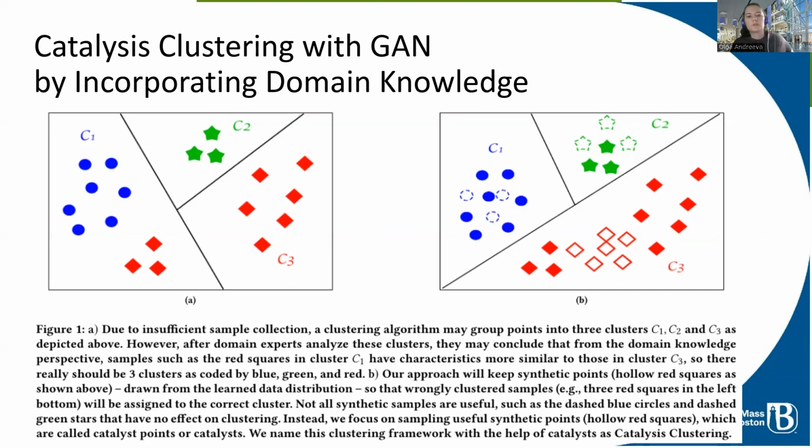We proposed a solution which required a GAN. What GANs do is take your data and try to mimic it. They learn how your data is distributed, and then we can draw samples from this learned distribution and rerun clustering algorithms and get better results.